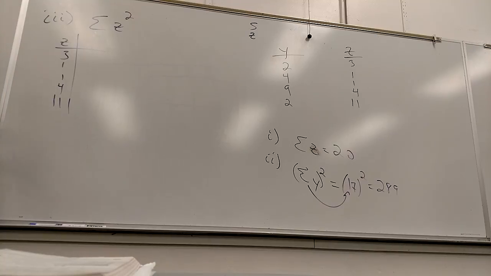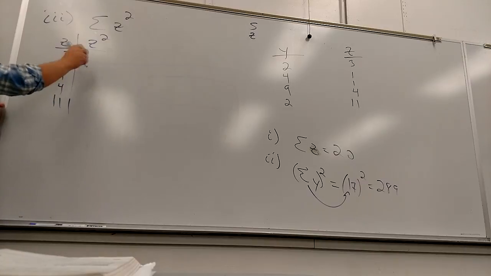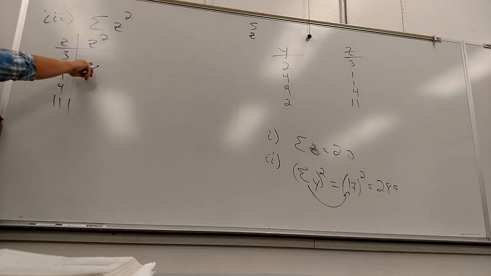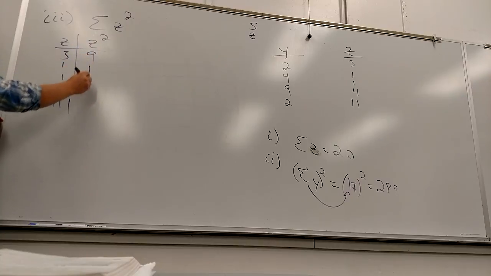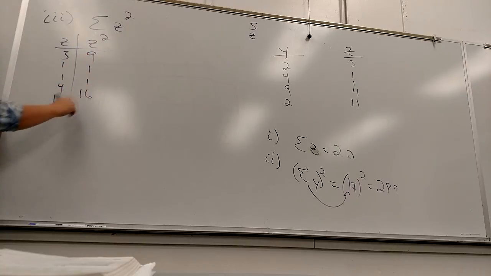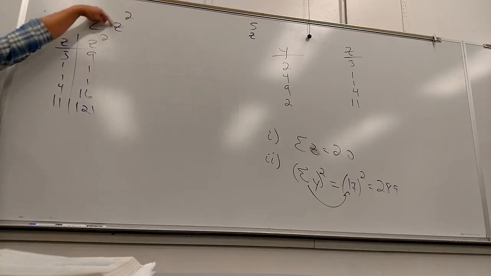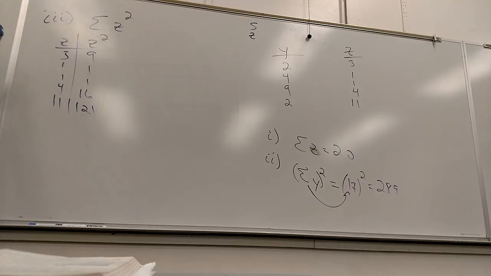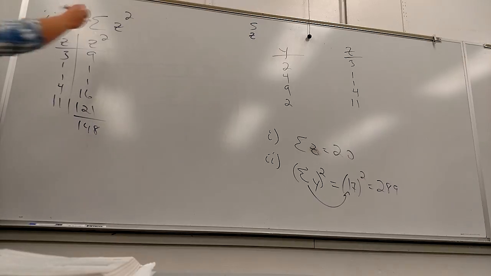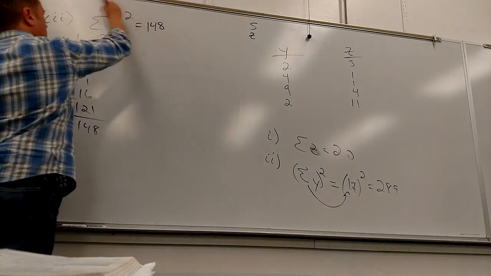Okay. So make the z squares. 9, 1, 1, 16, 121. I love it. And now to do what this says, I just add up the z squares. 148. Yeah, 148, I like it. So the sum of z squared is 148.